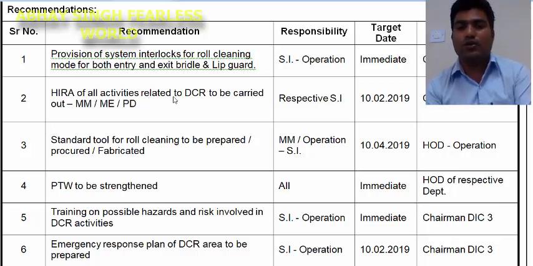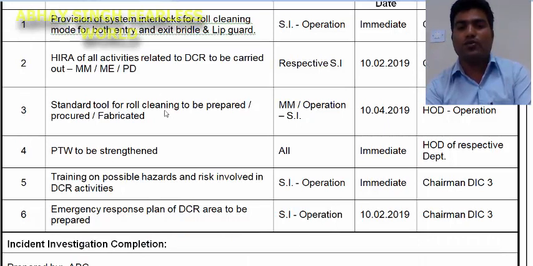And second is HIRA of all activities. All activities going on in the DCR should be controlled by HIRA. That means first of all, we have to make HIRA on that. We have to identify what types of hazard are there, and also take control measures to control that. And the third recommendation was that a standard tool for roll cleaning be prepared, procured and fabricated. That means for cleaning the roller, a standard tool should be made.